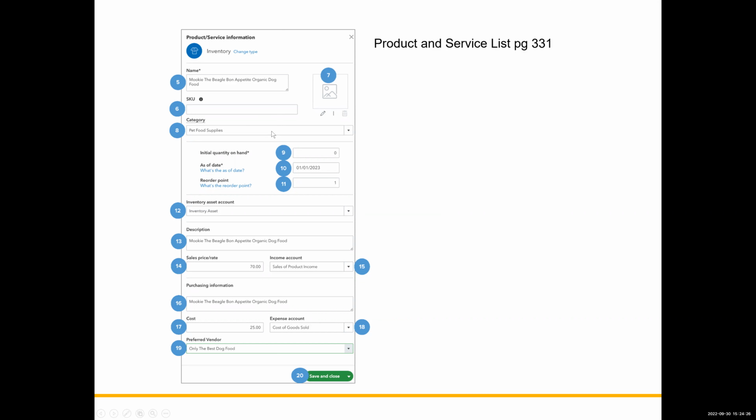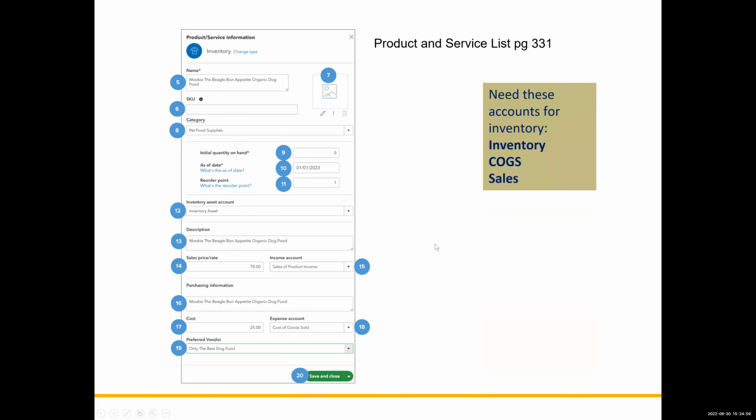And they're going to ask you to put in the initial quantity, which will be 0, and the as of date, which is going to be, I think, January 1. And this time, they want a reorder point of 1. But I think in another chapter exercise, the EM exercises, the reorder point is going to be 0 as well. Just follow the directions. Now, notice that when we have inventory, we need 3 different accounts.